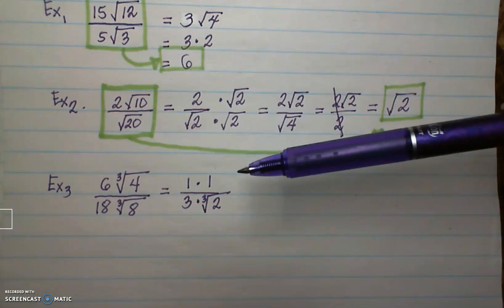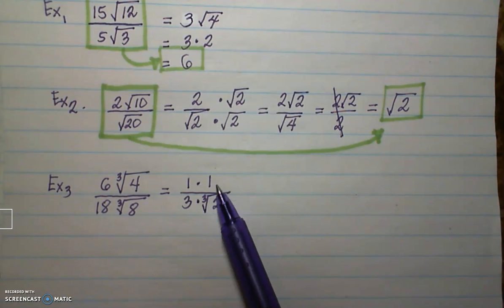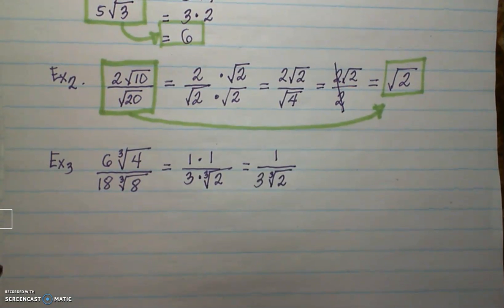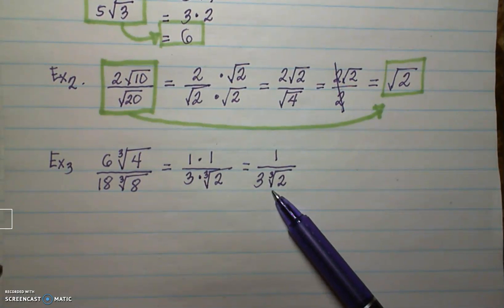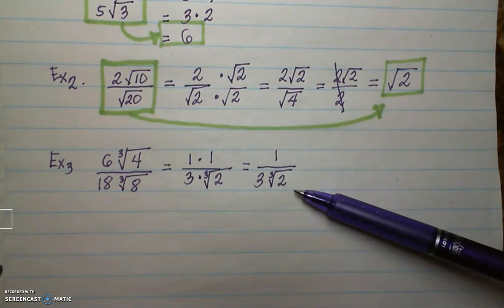All right. I'm making this detailed because I don't want you to get confused. So the 1/3 is for the 6 over 18, and the 1 over cube root of 2 is for the cube root of 4 over cube root of 8. And now we're going to solve this and simplify. All right, so far we have 1 over 3 times cube root of 2. Okay, so I already told you that the radical on the denominator is not permitted. That's not considered as simplified. And so this has to go.